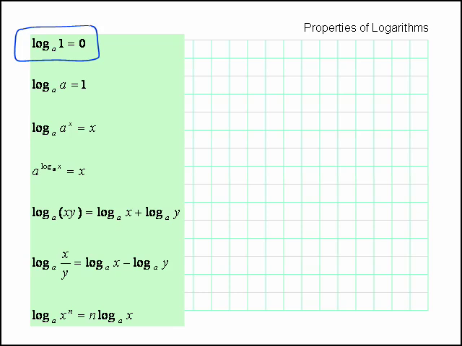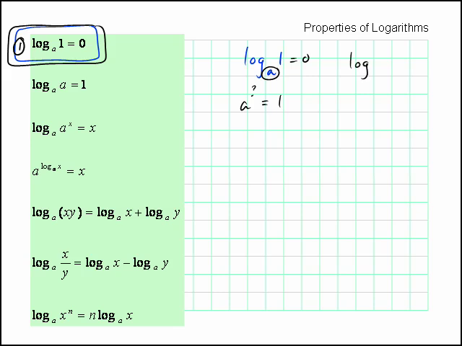basically says this. If I take the log base a of 1, that logarithm is asking us the base a to what power, to what exponent gives us 1. No matter what the base is, a to the 0 power gives us 1, so this one is equal to 0, as we have written here. Okay, so that's our property number 1 there.